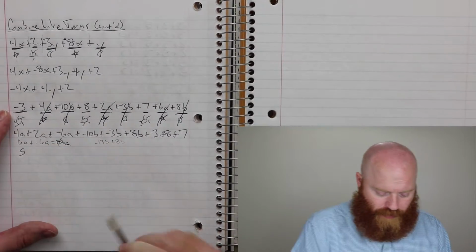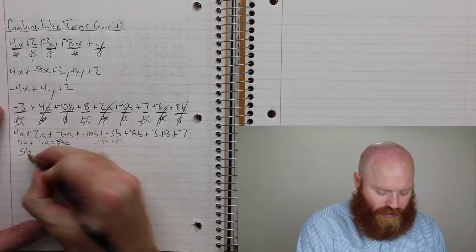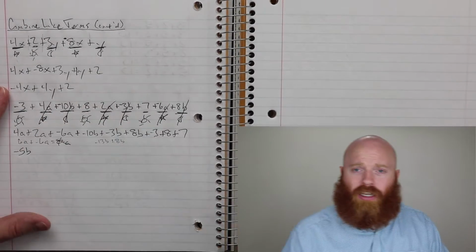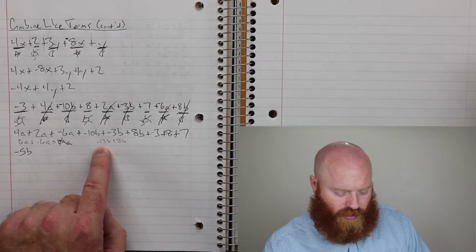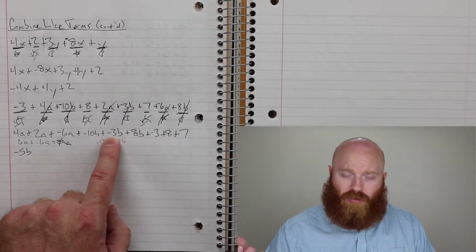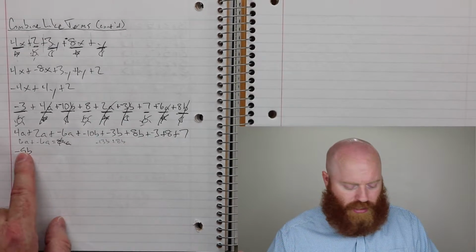So I need to put 5. And then there's B's, so I need to put B's. And then the bad guys win, and so negative 5 B's. That's what negative 13 B's plus 8 B's. And let's do it. 10 bad plus 3 bad is 13 bad, plus 8 good, that's negative 5 bad.